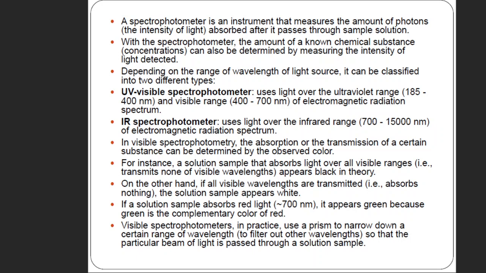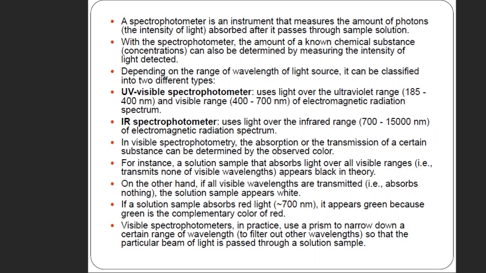Now, in visible spectrophotometer, the absorption or the transmission of a certain substance can be determined by the observed color. As we have discussed, the color of a leaf appears green to us, but actually it is the light that has been reflected by that particular surface. Our human eyes have a limitation. We can't see all the radiation. We can only see a range of the electromagnetic spectrum, which comprises 400 to 700 nanometer. That is the visible range, visible to human eyes.